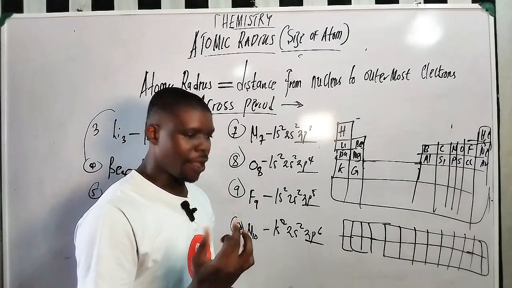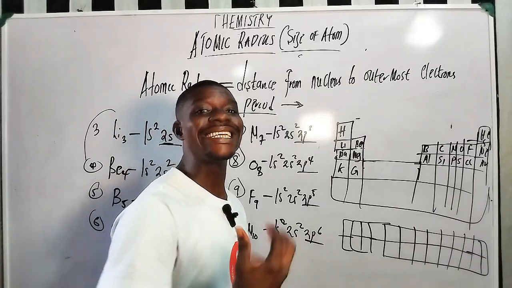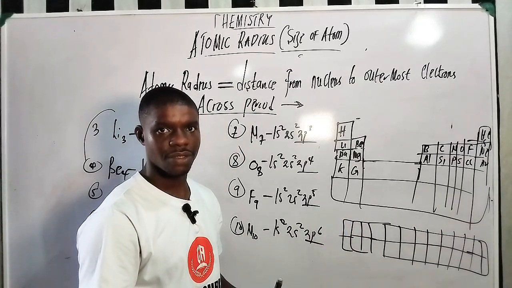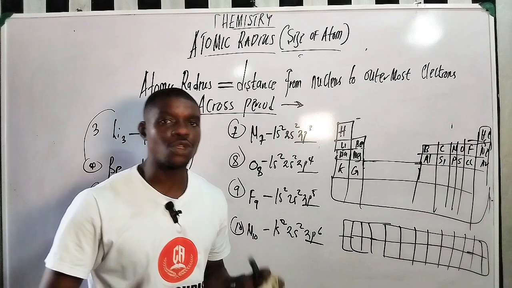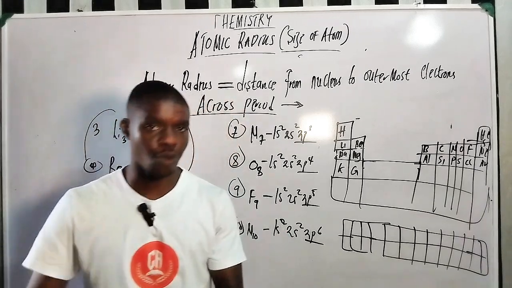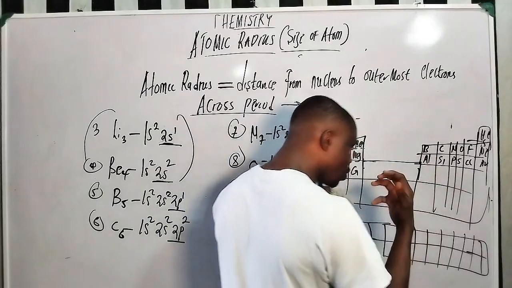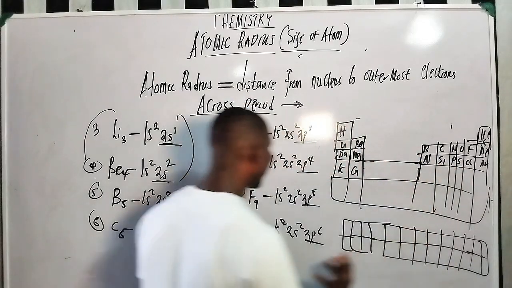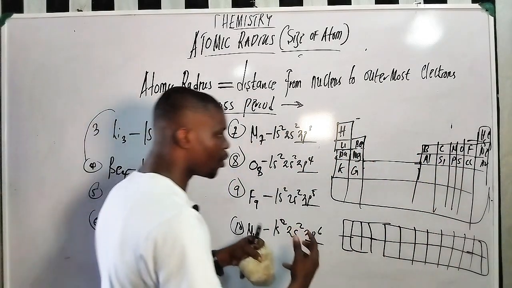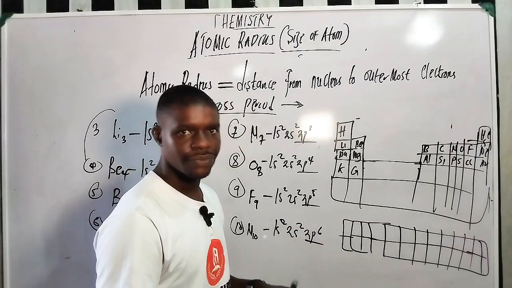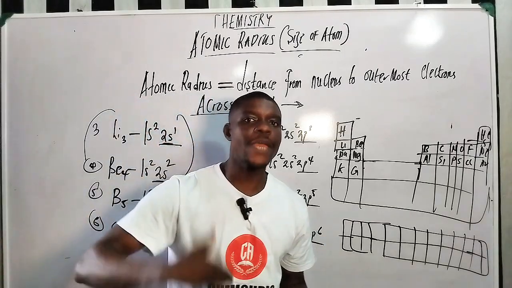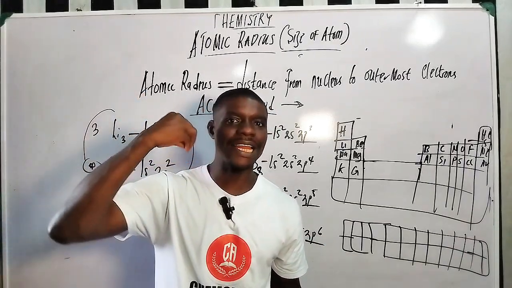Now, why? Because the proton number increases. That is why I say that you must understand what is called the nuclear charge, which is the proton number. It works across the period, because the elements in that same period have the same energy level. The only difference here is that you keep on adding protons.